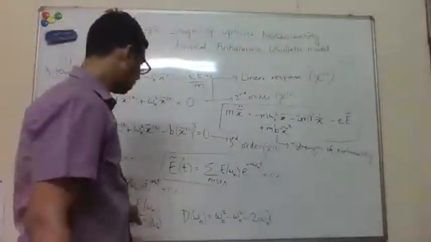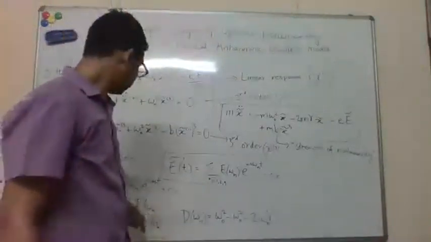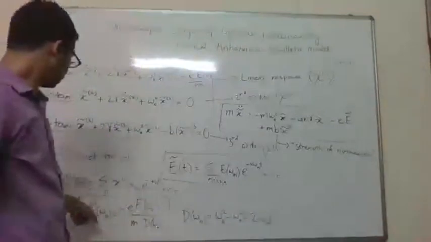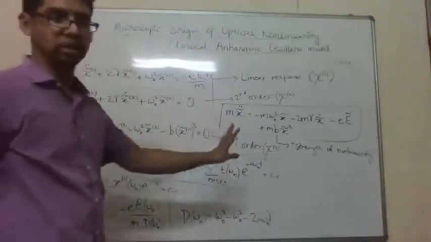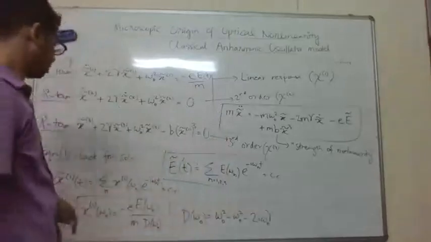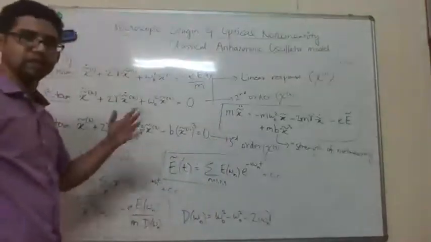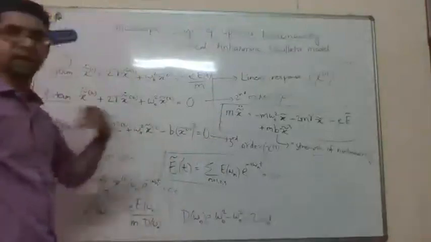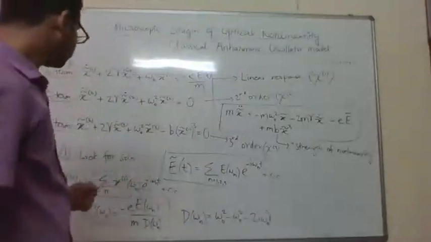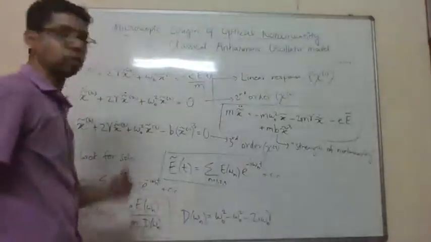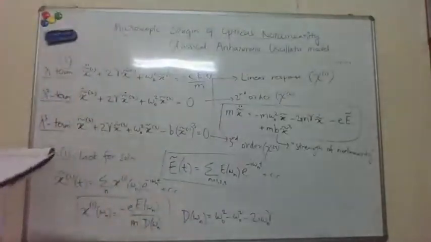And also it's a complex quantity, right? Which means what? That the displacement is not in phase with my driving field. So there's some phase difference between my displacement, which is also oscillating at omega n, and my drive, the electric field, which is also oscillating at omega n. If this was a real quantity, then both are in phase.